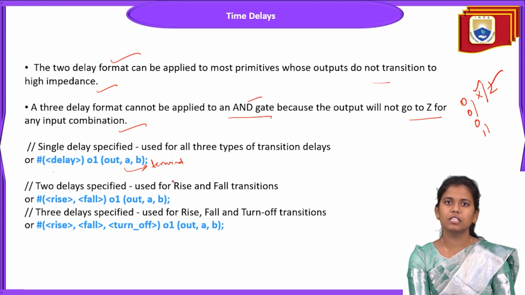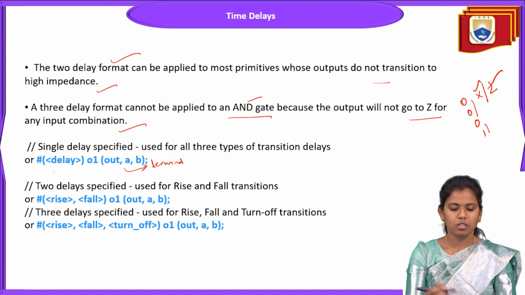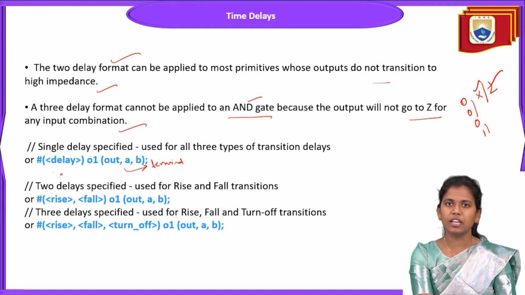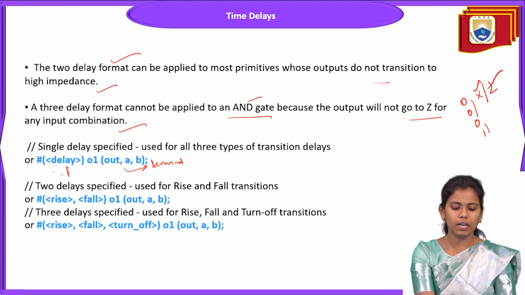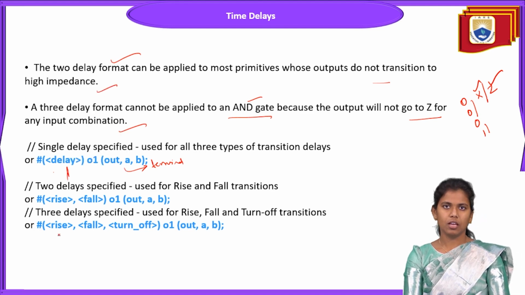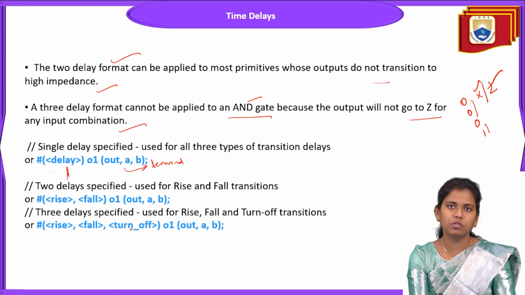So in the terminal list, the representations of the output terminals as well as the input terminals go with respect to the terminal list, right? So in the terminal list, output ports will be entered first, represented first, and then come the input ports. So here, this is the specification of single delay. When you observe here, we have only one delay specification. And the second one is two delay specifications.